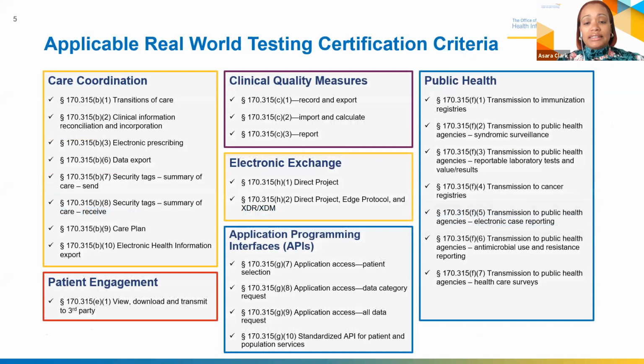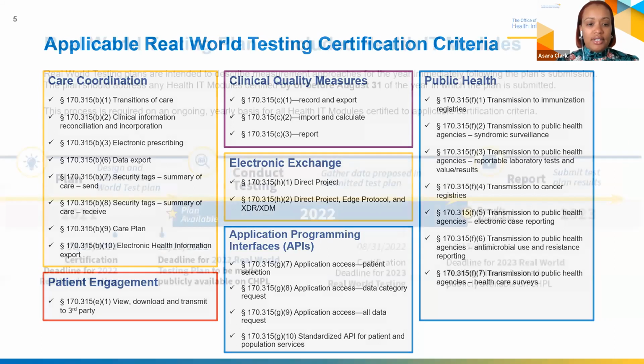Now, the applicable real-world testing certification criteria you'll see here on this screen, and they're all of the interoperability and data exchange criteria. I'm not going to go through each one of them, but just notice here that it's care coordination, patient engagement, clinical quality measures, electronic exchange, application programming interfaces, and public health criteria. So again, you'll have this for your reference.